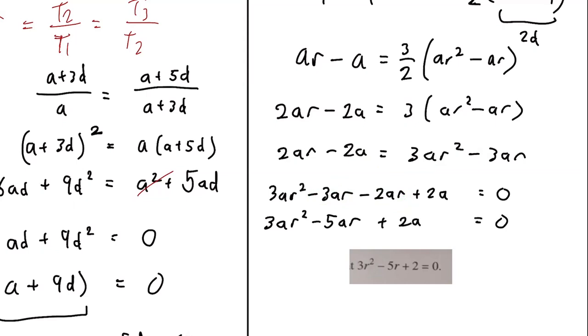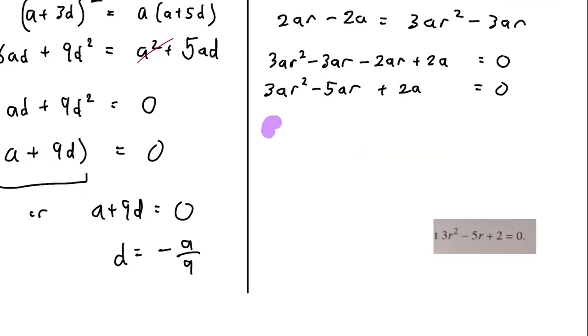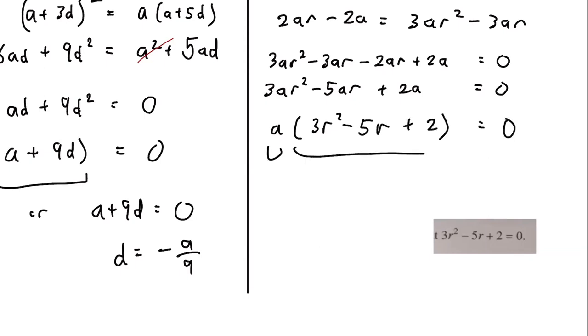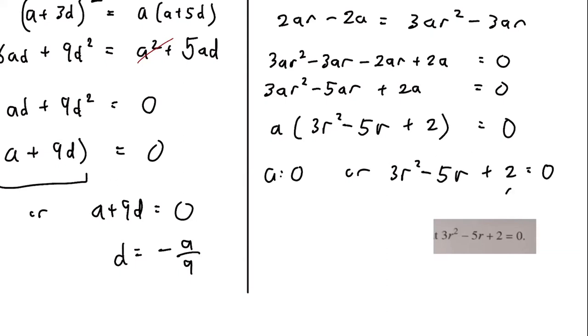Anything else we can do? Yes, we can factor out a. Get 3r squared minus 5r plus 2 equals 0. Oh, factor times factor equals 0 means first guy equals 0 or the second guy equals 0. We have shown the question already. Shown. But here, a equals 0. Is that allowed? Can we have first term to be 0?